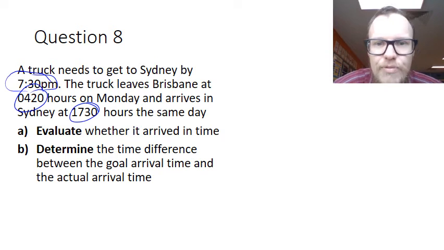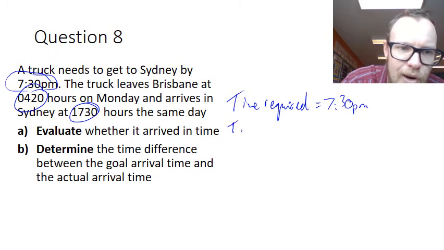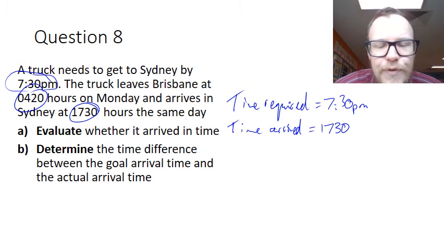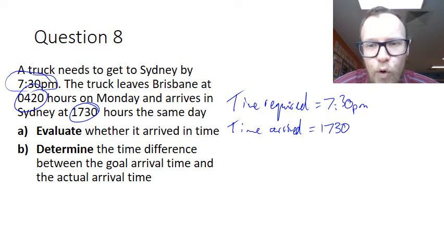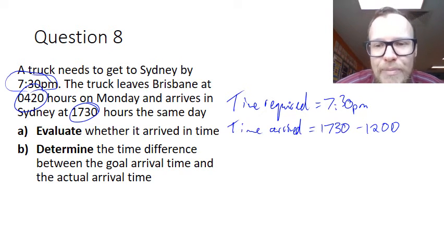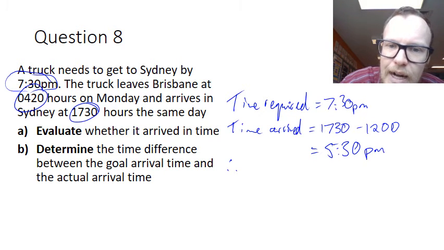The time required is 7:30 p.m. The time arrived is 17:30. So we need to say, is 17:30 before or after 7:30 p.m.? To convert it from 24-hour time to 12-hour time, we need to take away 1200, and that will give us the value of the time in p.m. So taking away 1200, we get 5:30. So this means it's 5:30 p.m. We can say, therefore, the truck arrived on time.